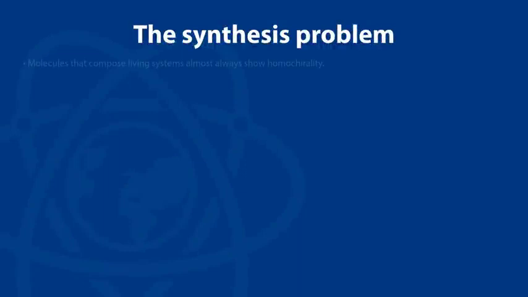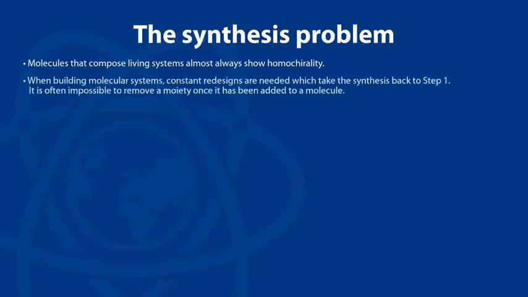Here's the synthesis problem. Molecules that compose living systems almost always show homochirality. They have one chirality. We will have a whole video on homochirality, so I'll explain that to you. When building molecular systems, constant redesigns are needed, which take the synthesis back to step 1. It's often impossible to remove a moiety once it's been added to a molecule. So if a synthesis is going along, it doesn't know where it's going because the early Earth is mindless, and say it's gone on 100 million years, and it's stuck on the wrong group. How do you go back? A lot of times you can't easily remove a group.